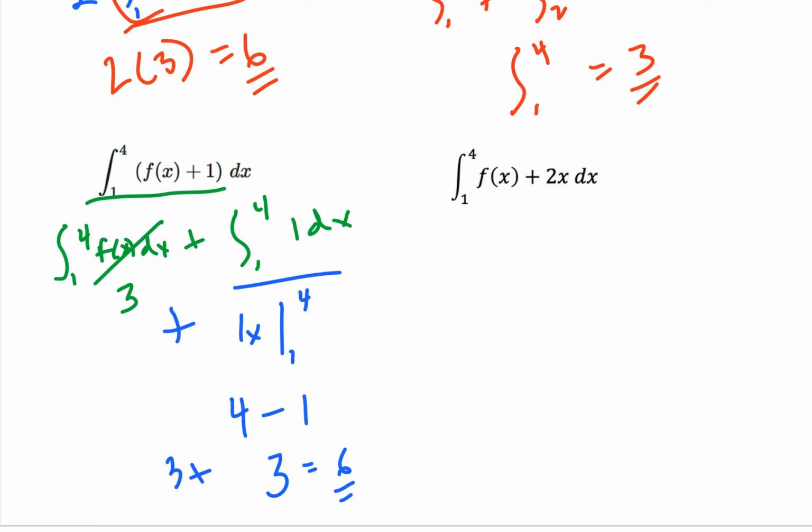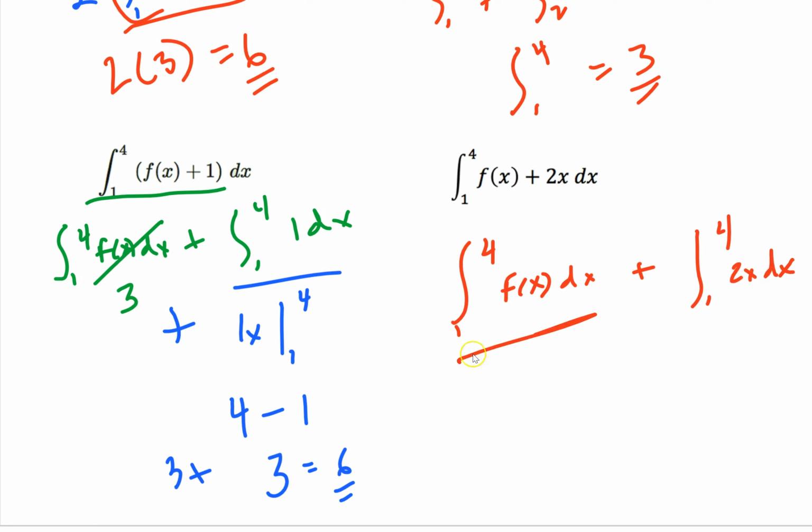So let's try that exact same property, that exact same data right here with this one. Right, same concept. They give you integral 1 to 4 of f of x plus 2x. So again, we're going to separate it. Integral of 1 to 4 of f of x plus integral of 1 to 4 of 2x. This they gave me. That's 3. Don't have to worry about that one. This one, I actually got to do it. It can't be lazy. Add 1 to the power, divide by a new power.